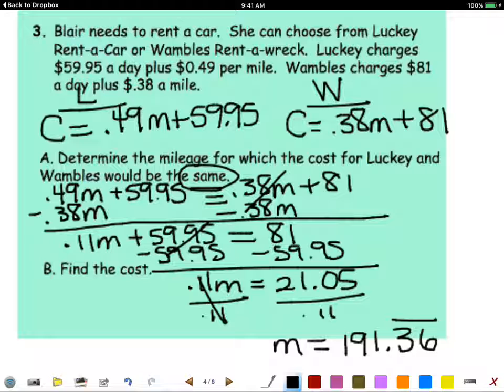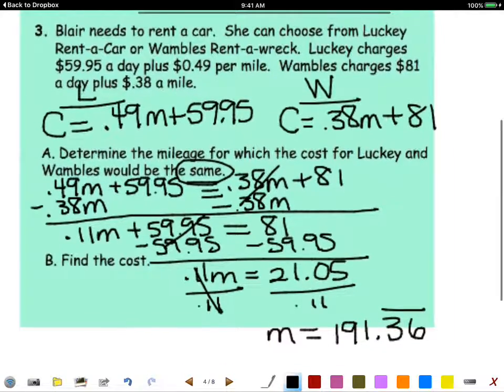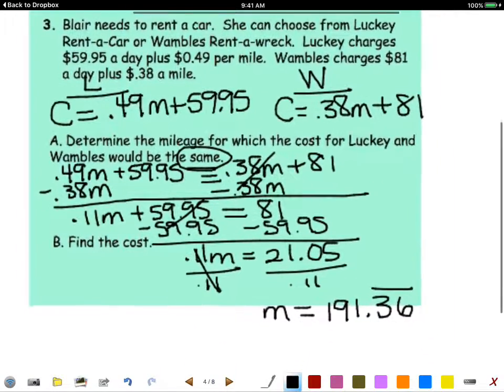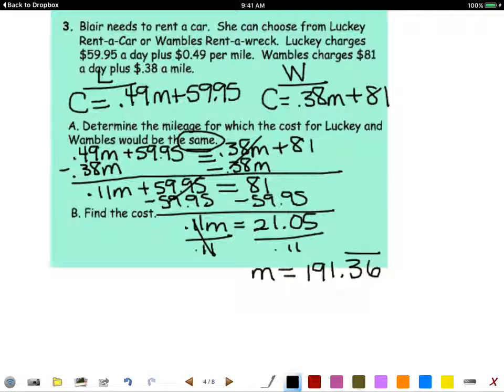If you're going to stop, you need to look next door and see if the number is supposed to remain the same or round up. So we can just leave it like that for right now. So find the cost. So the cost, we're going to take that and we're going to plug that in, right? So I'm going to take I like the 0.38 M plus 81 best.